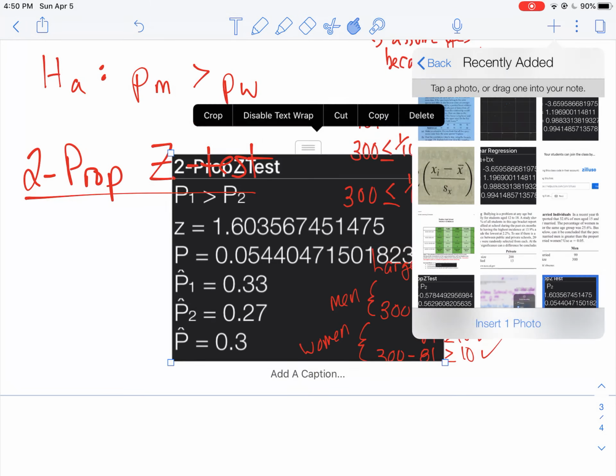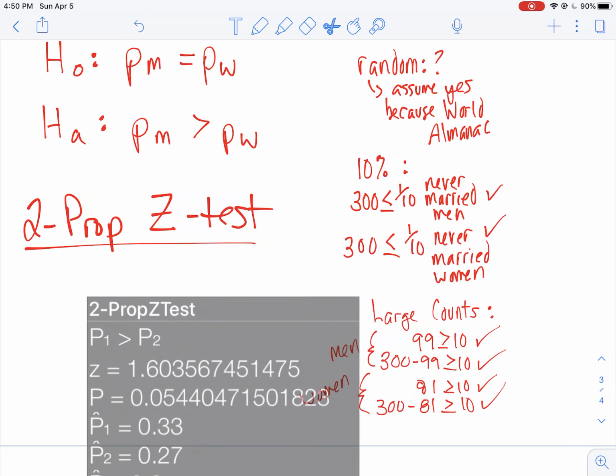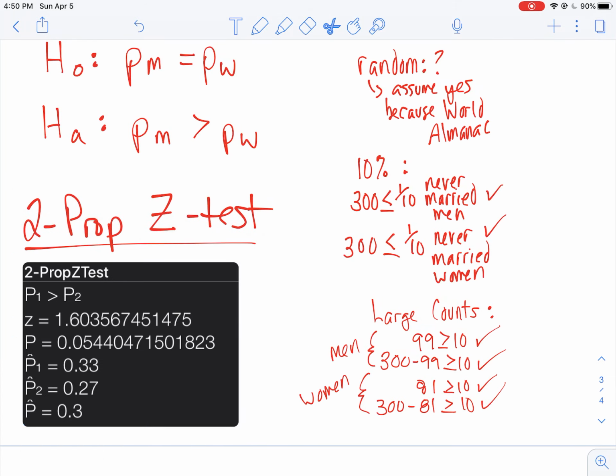Let's try that again. Turn one photo. There we go. Slide that down. Come on. There we go. Now we're in business. Shrink it down a little bit.